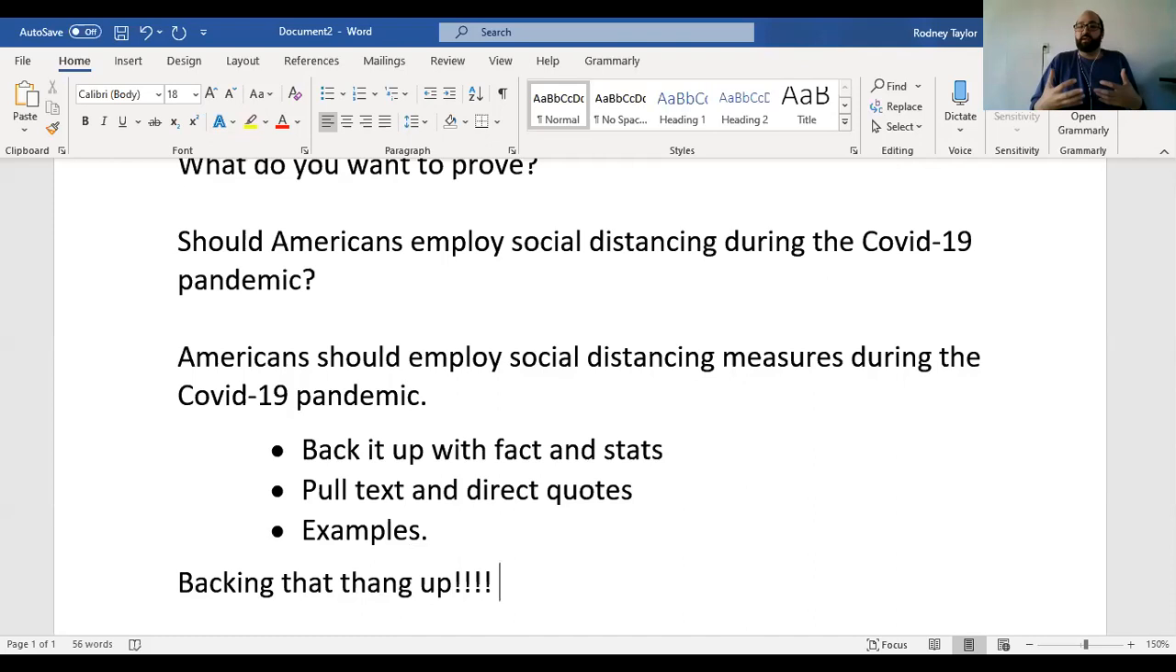That's supporting your argument. If I were having an argument with my younger brother about who the greatest basketball player of all time is, I might say Kobe Bryant is the best basketball player of all time. Well, there's nothing empirical, there's nothing cut and dry that substantiates.